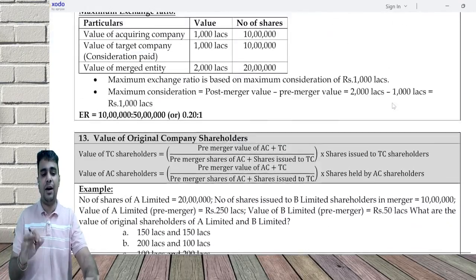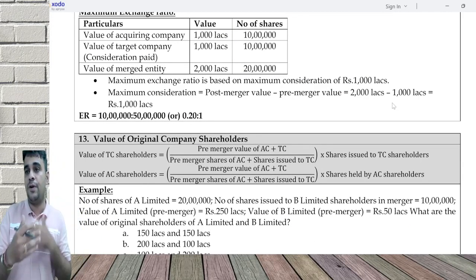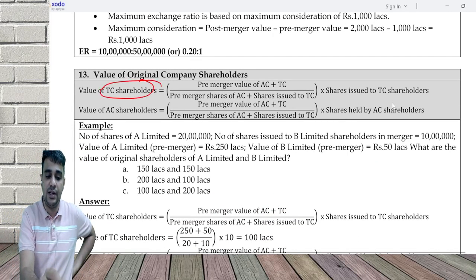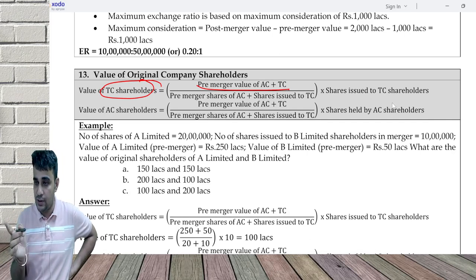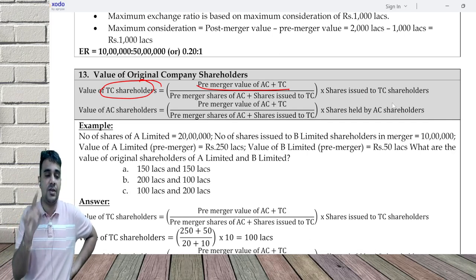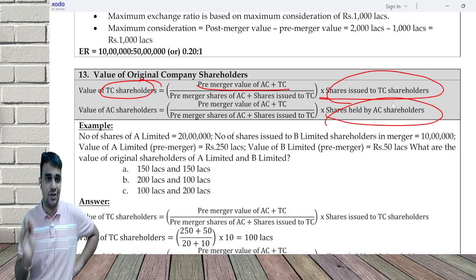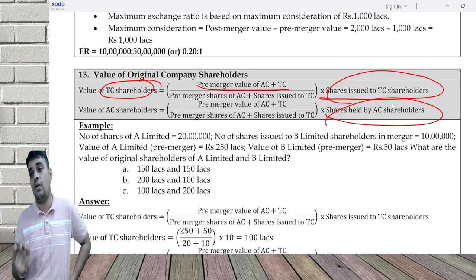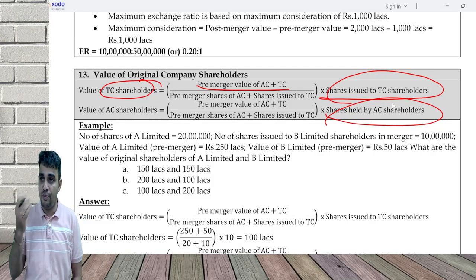It is in this chapter; I could not cover it in one place like the mutual fund. That was not possible. So you will keep seeing me moving from one concept to another. Can't help it. So the value of TC's original shareholders is equal to the pre-merger value of AC plus TC, I told you to add both the values, divided by the pre-merger shares of AC plus the shares issued to TC shareholders, multiplied by the shares held by the AC shareholders. In short, the 255 is split in the ratio of 20 to 11.25. That concept is called value of original shareholders, where you may get a gain, you may not get a gain.